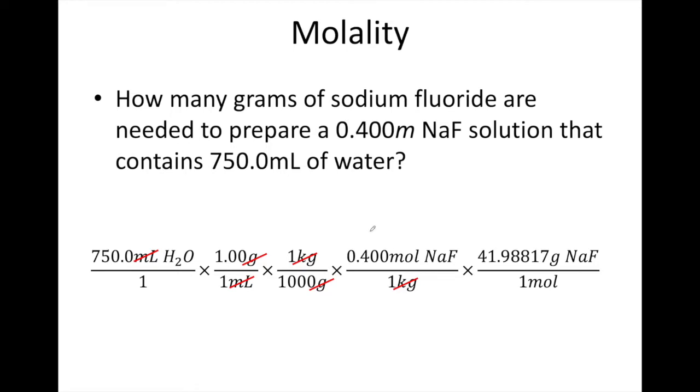So in this problem, we're using molality much as a conversion factor. So moles cancel, we end up with grams. So pay careful attention to your units. Now we just need to do our math. So to make this solution, we would dissolve 12.6 grams of sodium fluoride in exactly 750 milliliters of water, and that would give us a 0.400 molal solution.